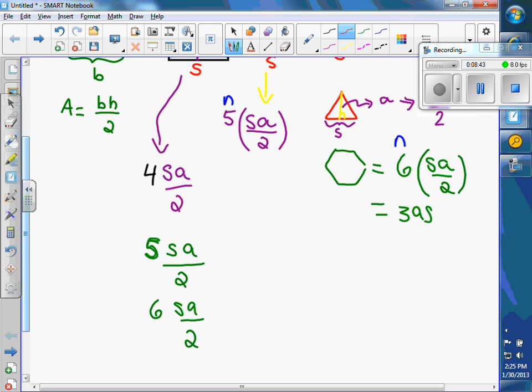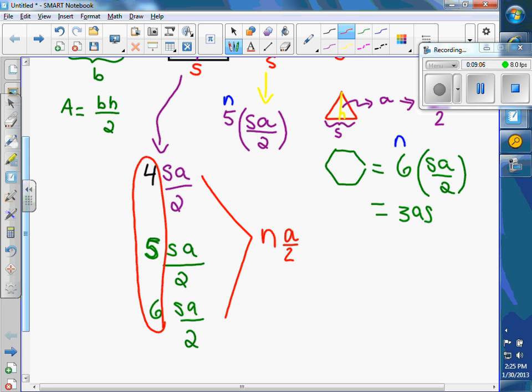So this is your number of sides. So your formula is going to have what in it? An N, right? So N times parentheses SA over 2. This is called the apothem, divided in half, and times the number of sides. So all 3 of these pieces are in each one. You see that?